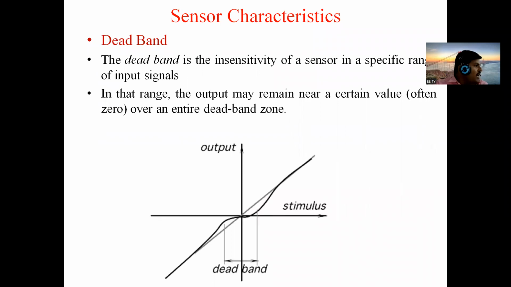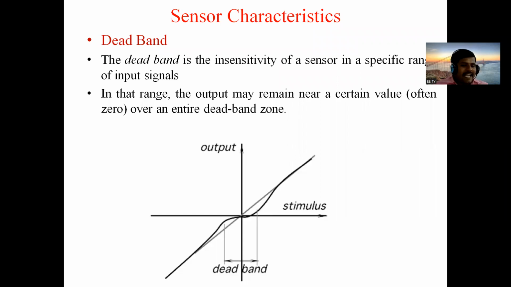For some input stimuli, or some input to that sensor, the output obtained is 0. It is nothing but the dead band, right? For that region, the sensor is insensitive to sense. It gives an output 0, that means it is insensitive. See, a dead band is the insensitivity of the sensor in a specific range of input signal, right?